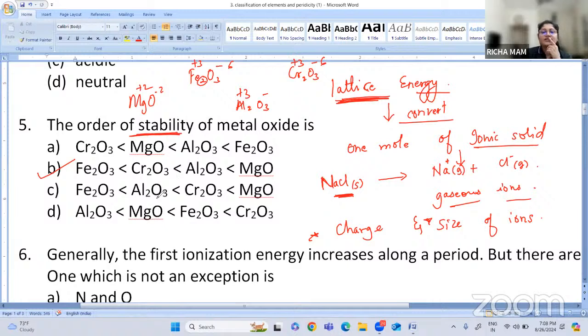So when we see the charge and size, the order of stability is option B. Here it depends on lattice energy, and lattice energy depends on the charge and size of the ions. So option number B is the answer.